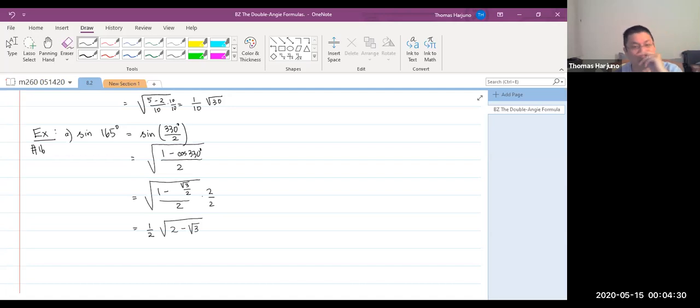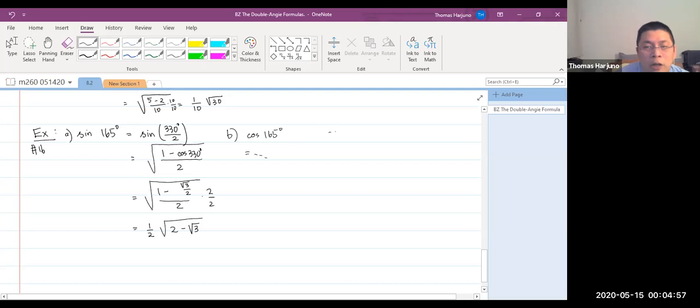Okay. For some strange method that I don't think I know how to teach you, can I do that over here? No, I think I will just leave it like that. Okay, now that's for sine 165. You can apply the same similar thing for cosine 165. Okay, you can try to do it yourself.